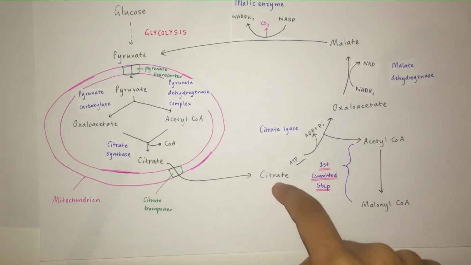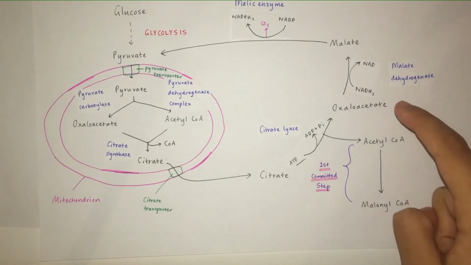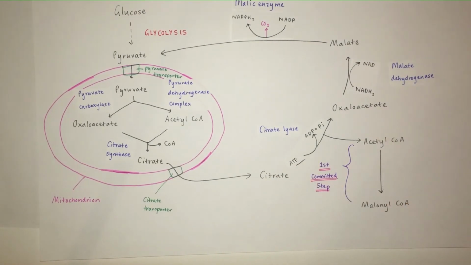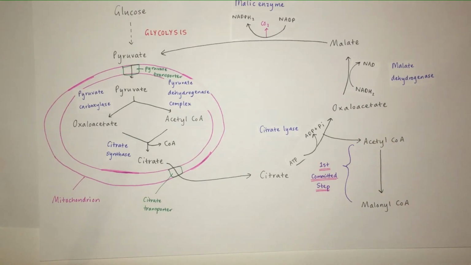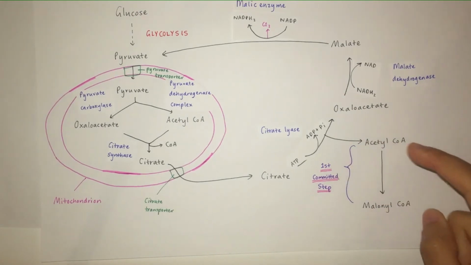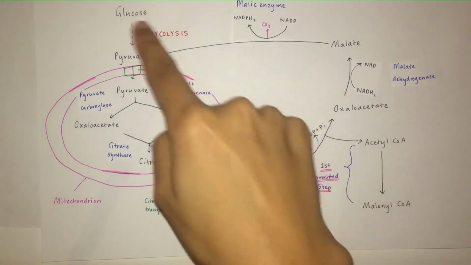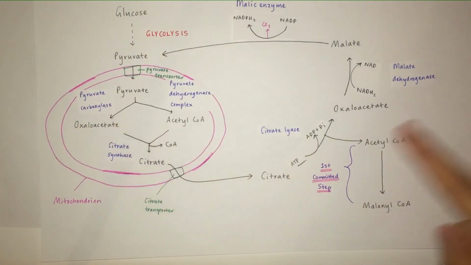That can help you see what's happening here. Citrate is a 6-carbon molecule, and oxaloacetate is a 4-carbon molecule. So 6 take 4 is 2, and that's why we get the acetyl CoA here, because there are 2 carbons in acetyl CoA, and that gets cleaved off. So back to the step here. Now we know how we get the acetyl CoA out from the mitochondria to the cytosol.